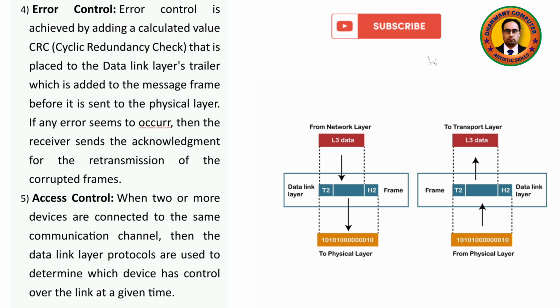4. Error control. Error control is achieved by adding a calculated value CRC, cyclic redundancy check, that is placed to the data link layer's trailer, which is added to the message frame before it is sent to the physical layer. If any error seems to occur, then the receiver sends the acknowledgement for the retransmission of the corrupted frames. 5. Access control. When two or more devices are connected to the same communication channel, then the data link layer protocols are used to determine which device has control over the link at a given time.